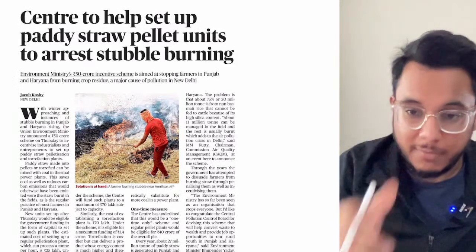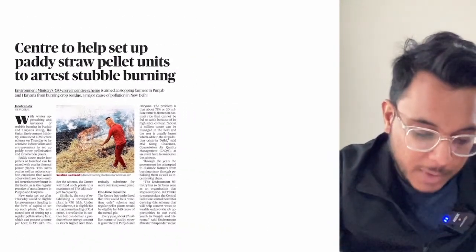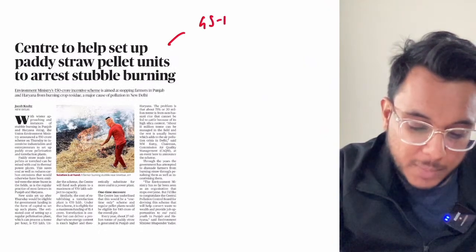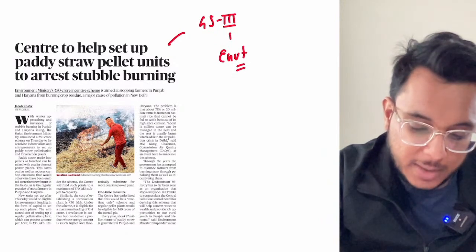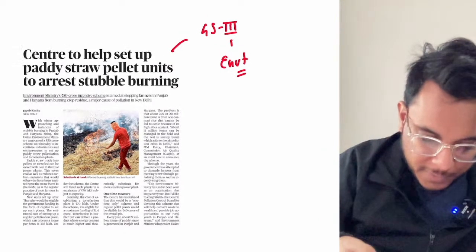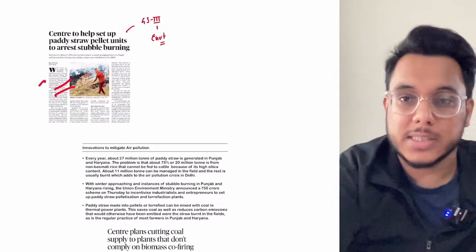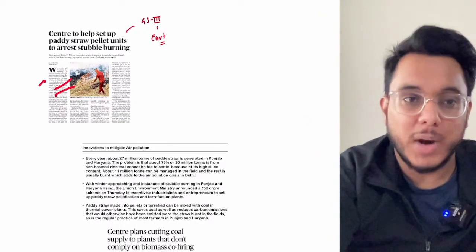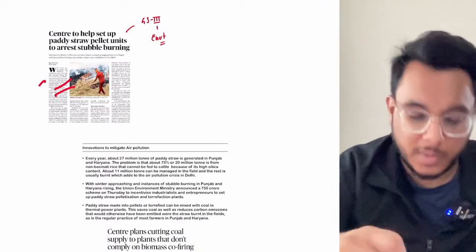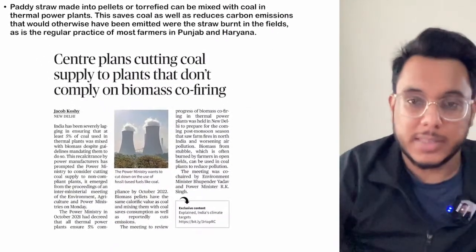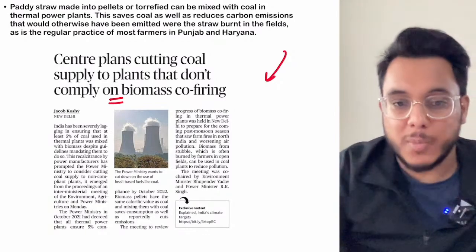Now guys, this is a very important article which can be used in GS paper number 3, issues of environment. First of all, this is one article, and a few days back there was one more article that came in the newspaper. Let me show you this one: Centre plans cutting coal supply to plants that don't comply on biomass co-firing.